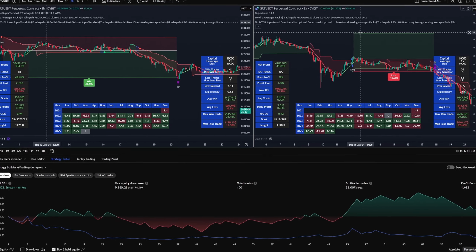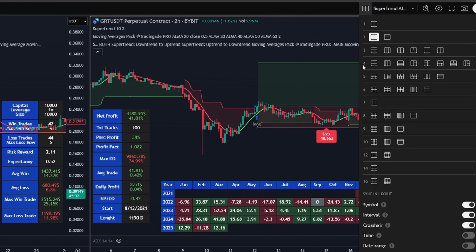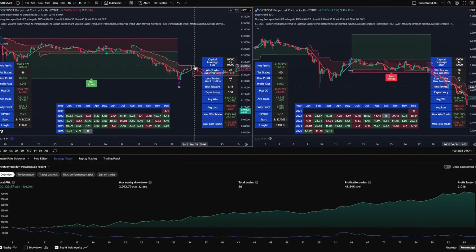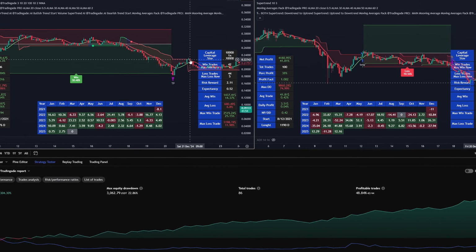If you're wondering how to do this comparison, you can just go here in the layout and change the layout. You can set here the symbol, the interval, and the crosshair if you want to synchronize also these two lines when you move the mouse. So I think that this kind of comparison is really interesting and fun to challenge this AI indicator.